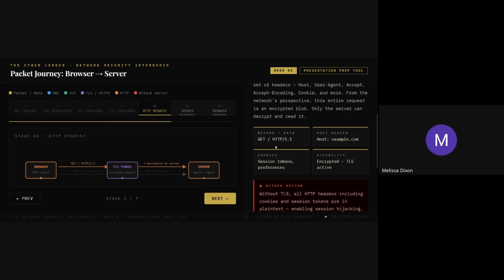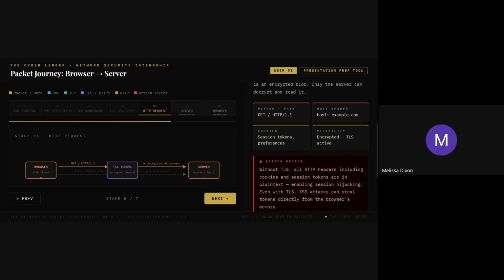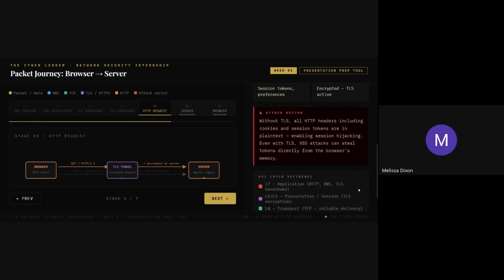So here, it just shows the method and the path, the host header. And without TLS, all HTTP headers, including cookies and session tokens, are in plain text, which enables session hijacking. Even with TLS, cross-site scripting attacks can steal tokens directly from the browser's memory.